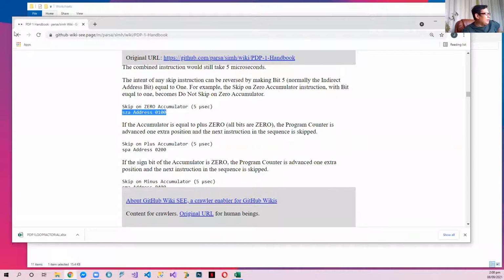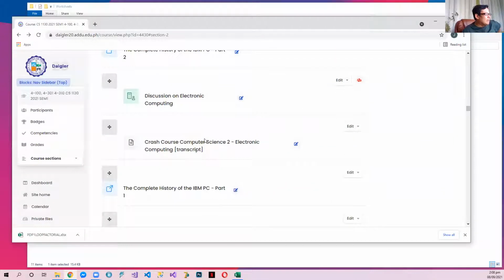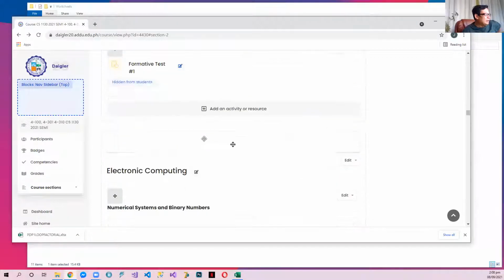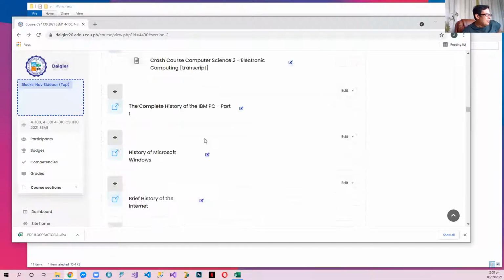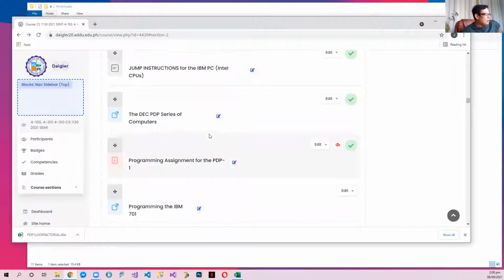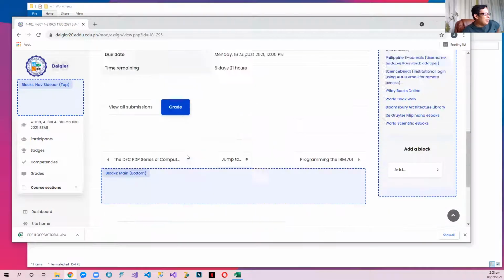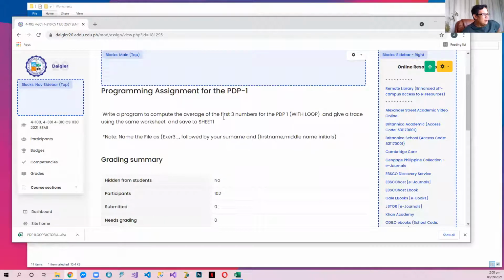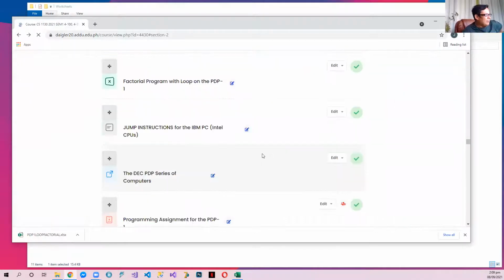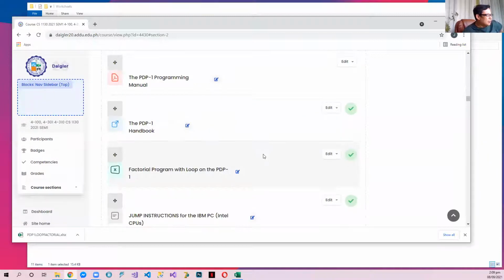So I think I already have here an example of the factorial program, the same factorial program, no? The same factorial program, okay, but this time it's on the PDP-1. You will solve this, no? You will have an assignment on the PDP-1. It's just the sum and average, no? Just the average of the first three numbers with loop. Okay, I'll give you an example because I have an example here. Okay, factorial program with loop on the PDP-1.